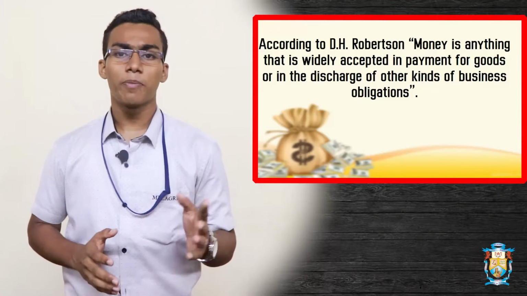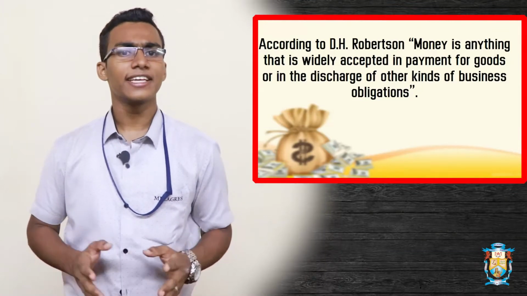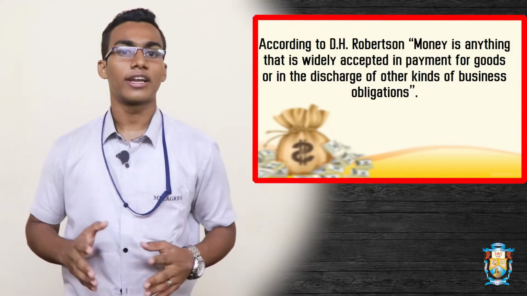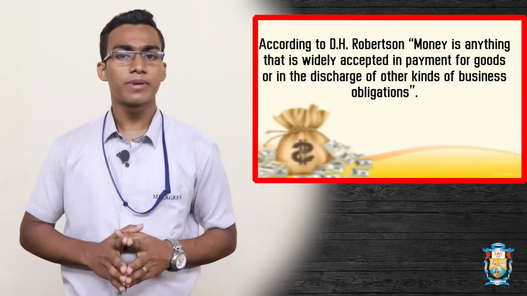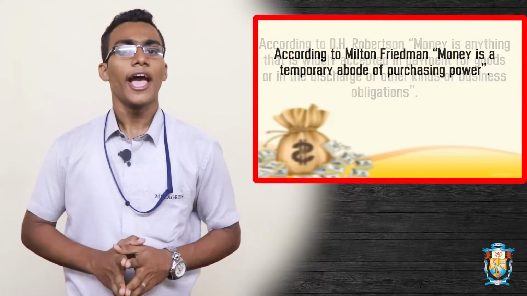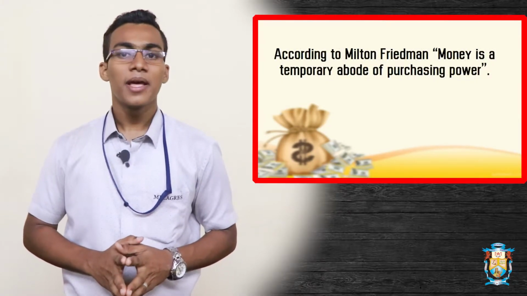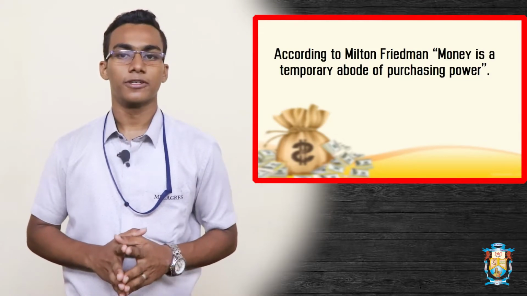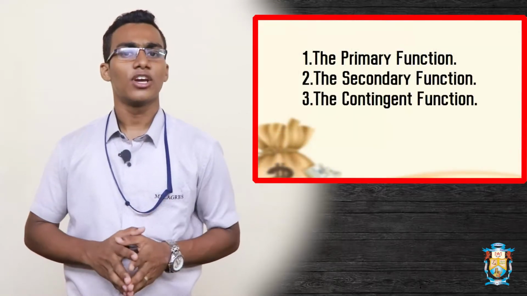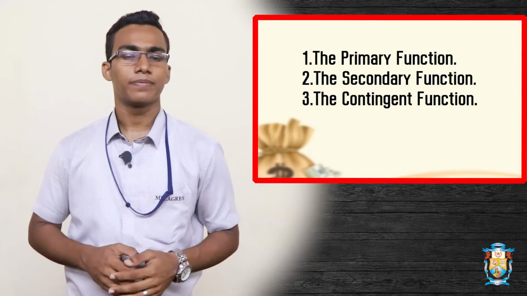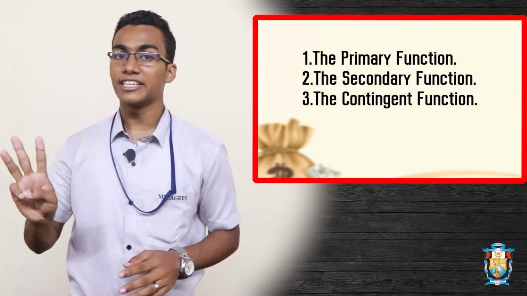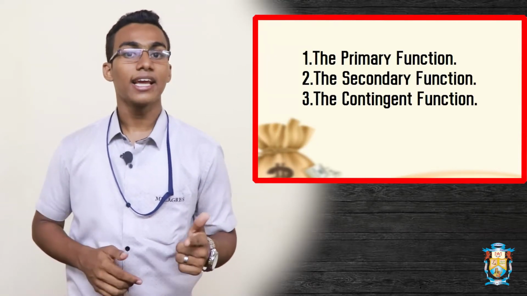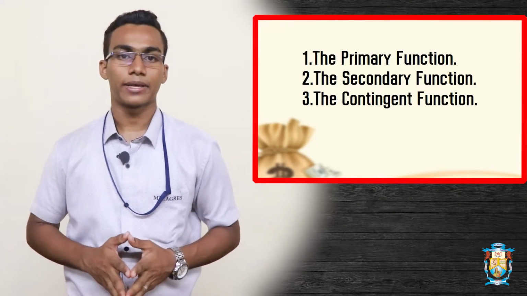According to D.H. Robertson, money is anything that is widely accepted in payment for goods or in discharge of other kinds of business obligations. According to Milton Friedman, money is a temporary abode for purchasing power. Now, let us see what are the functions of money. There are basically three major functions: the primary function, the secondary, and the contingent function of money.